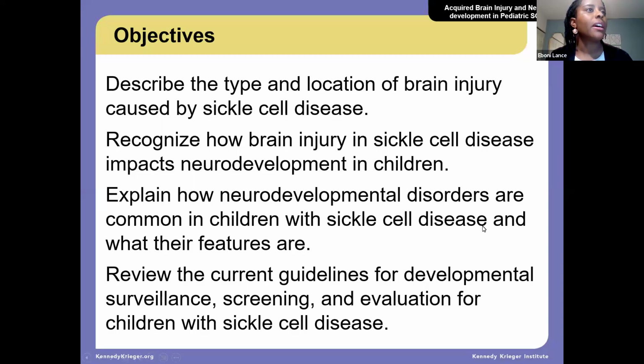Sickle cell disease, and talking about how that impacts neurodevelopment, discussing neurodevelopmental disorders and how they're common in these children and what those features are, and then reviewing the current guidelines for developmental surveillance, screening, and evaluation in children with sickle cell disease.